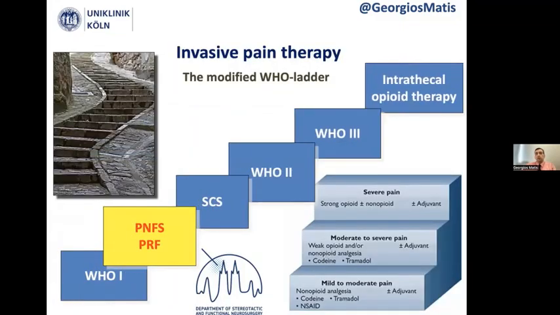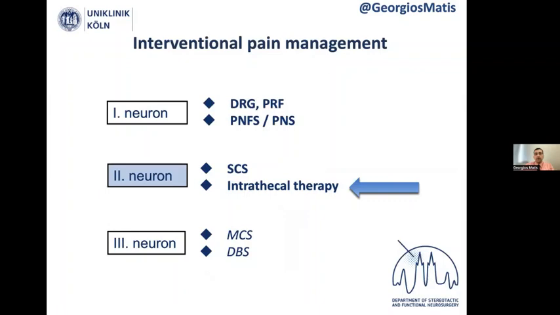I think you all have seen this ladder of the World Health Organization. Theoretically, we should start with non-opioids, then use the weak opioids, and then pass to the strong opioids. At the end of this therapy, we have the intrathecal therapy. But we have seen that if we start offering our patients therapies like pulse radiofrequency or peripheral nerve field stimulation or spinal cord stimulation, before even trying the opioids, then the clinical results are much, much better. Nevertheless, the intrathecal therapy stays at the head of this treatment plan.